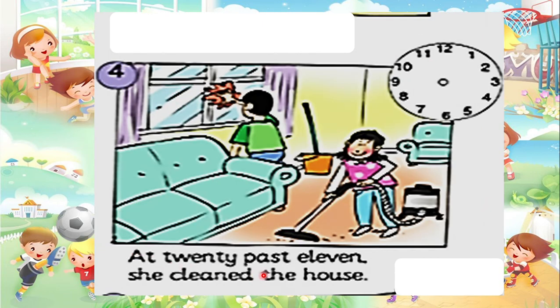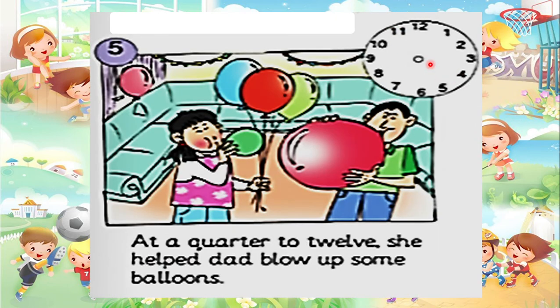Let's have another example. At 20 past 11. 20 past comes where, my students? Here on the right part. Here we have 0, that's 5, 10, quarter, 20. Here we have a 20 past. So this is 20 past 11. The short hand will point to 11. Very good. This is what? This is 20 past 11.